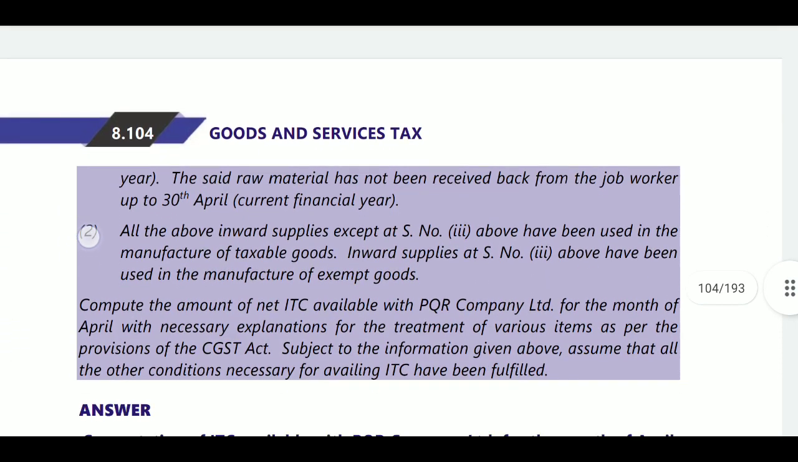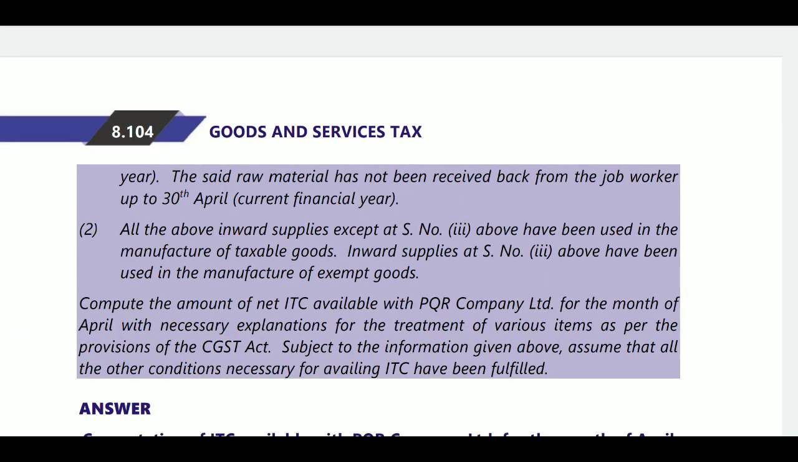The said raw material has not been received back from the job worker up to September. Up to April you have not received it. Up to April of the current financial year you have not received it. So September means last year, and the period from September to April is within a year. So no tax liability will arise here.